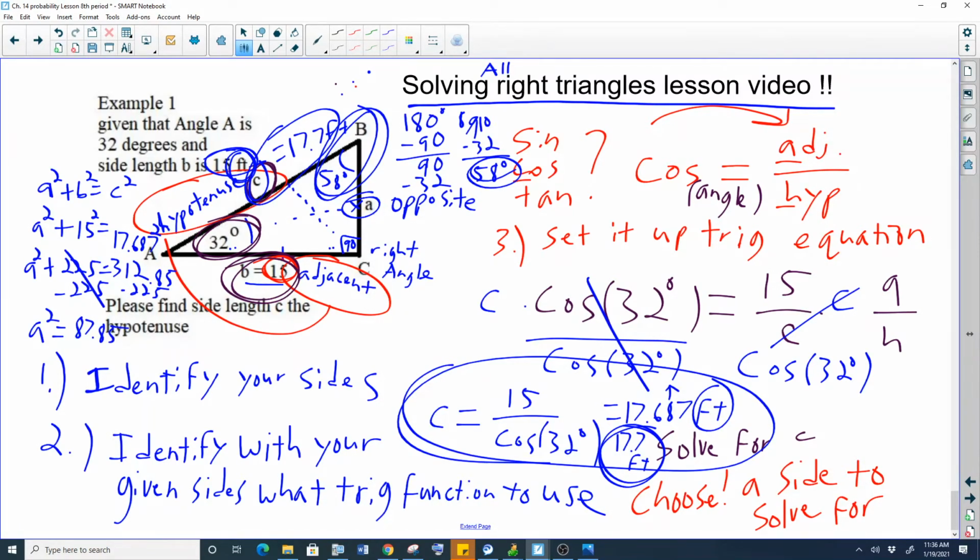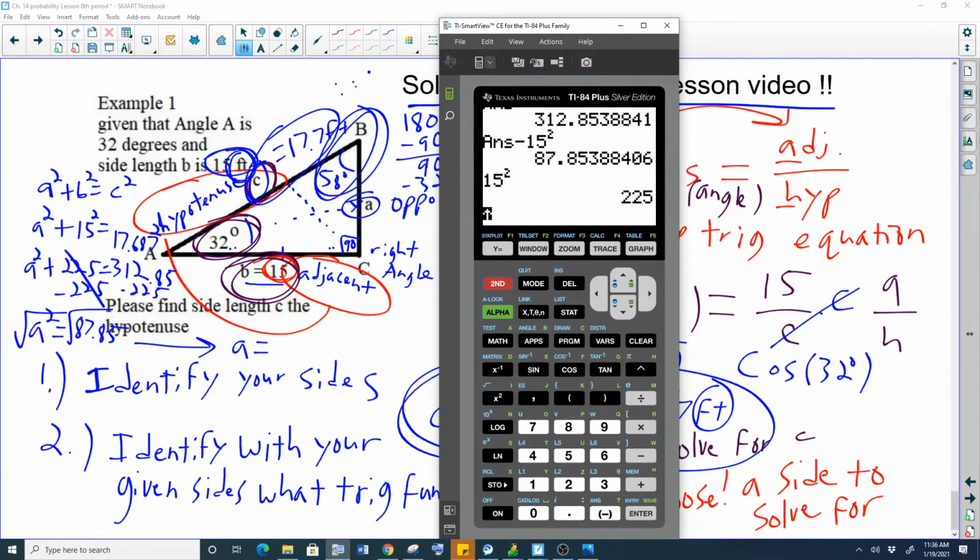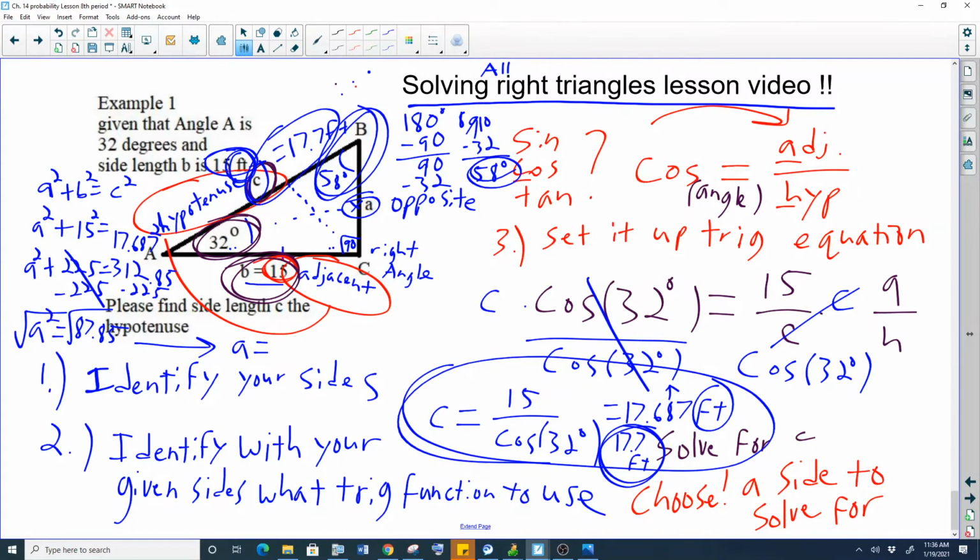Because you have to square root it. Don't forget to solve for just little a. So we're going to square root it, and then finally we're going to find what a is. The square root of 87.85 is 9.37. Yay! So we found everything now, 9.37. So little a is also 9.37 feet, or rounded to the nearest tenth, 9.4 feet.